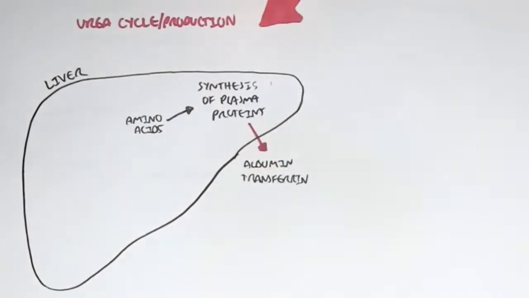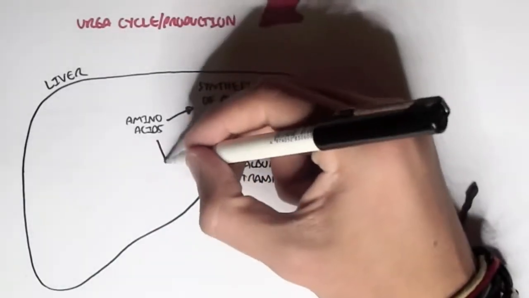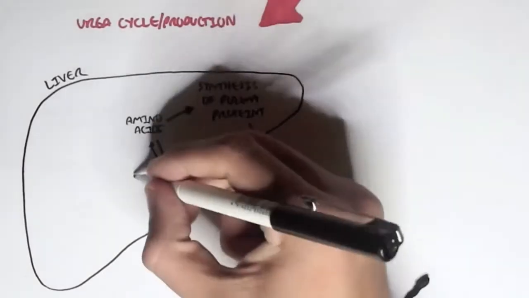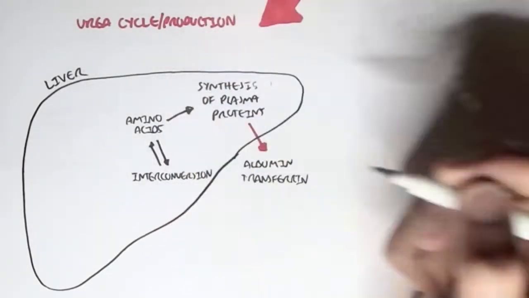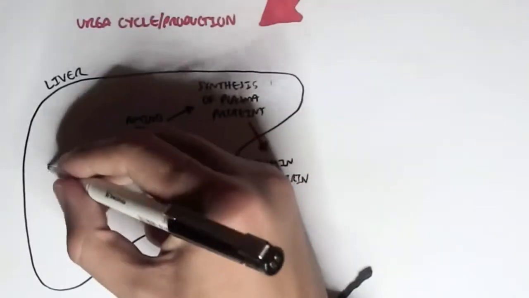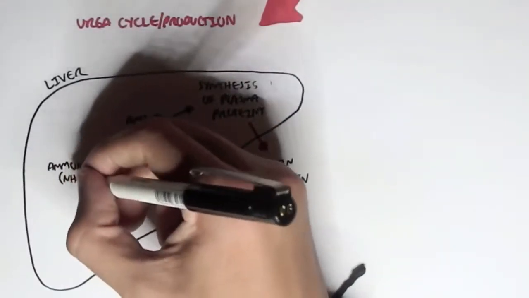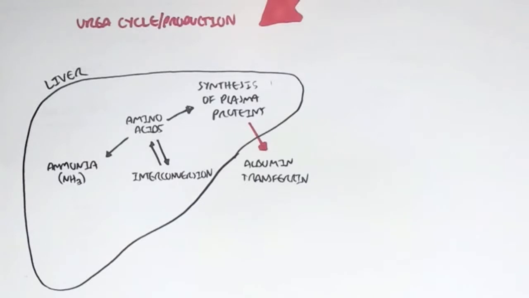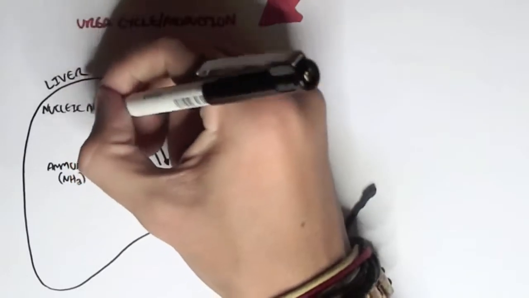Amino acids can also enter into conversion, so it can become a pyruvate or it can become another sort of molecule. Alternatively, amino acids can undergo deamination, removal of the ammonia group, and so we have an accumulation of ammonia. Nucleic acids can also be metabolized to give off ammonia.